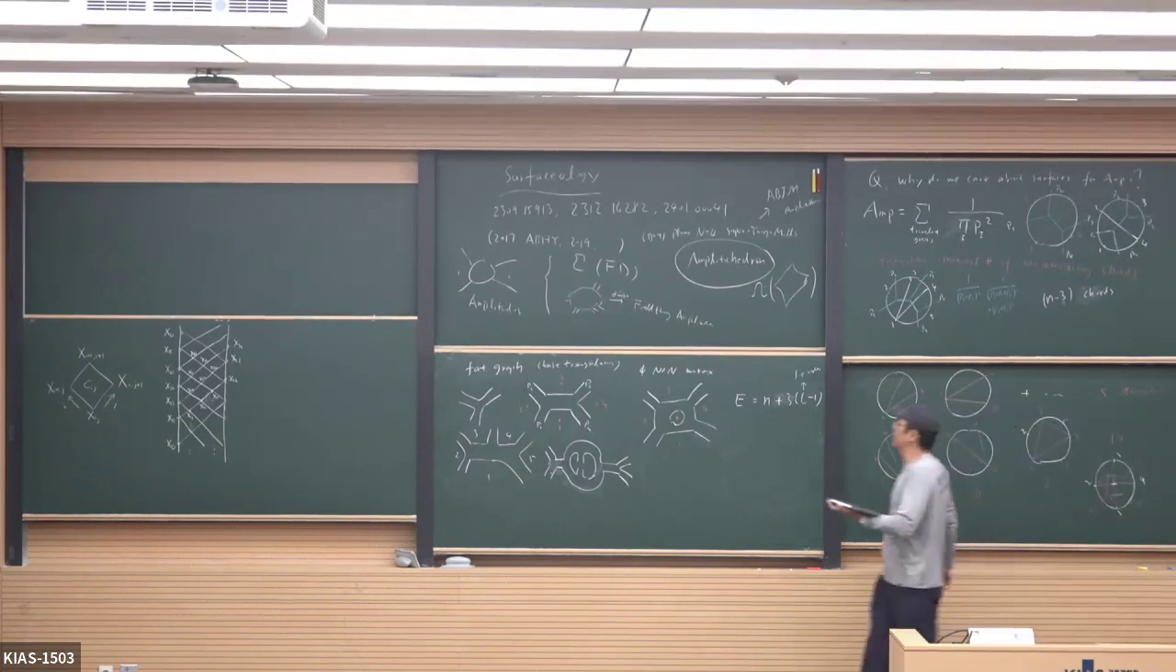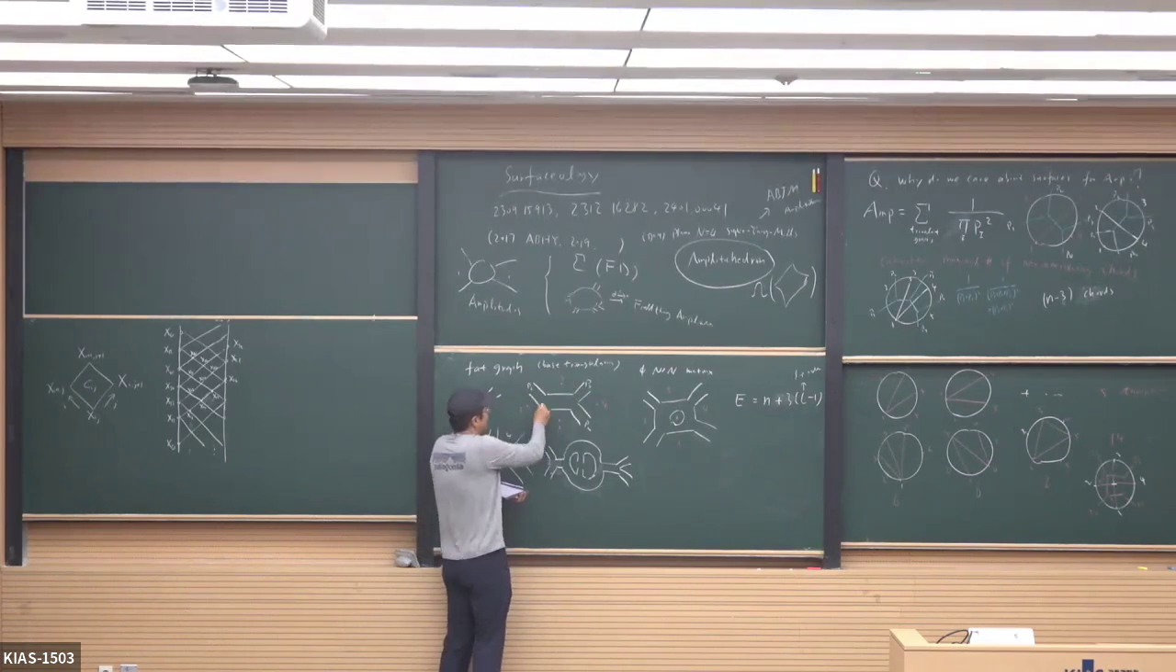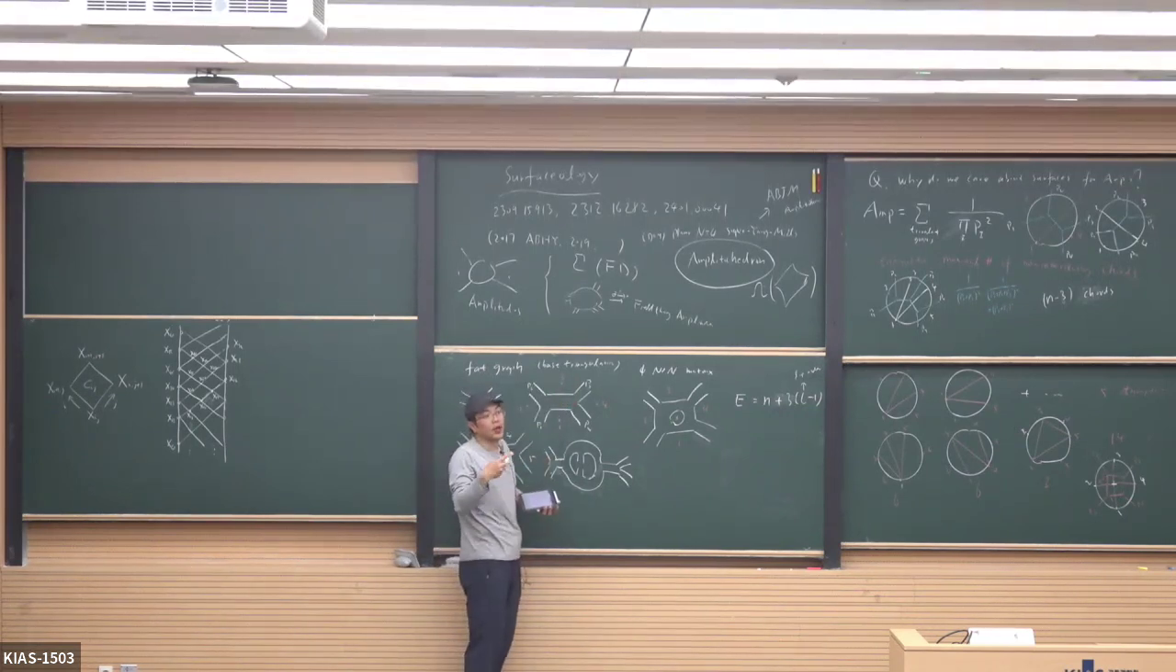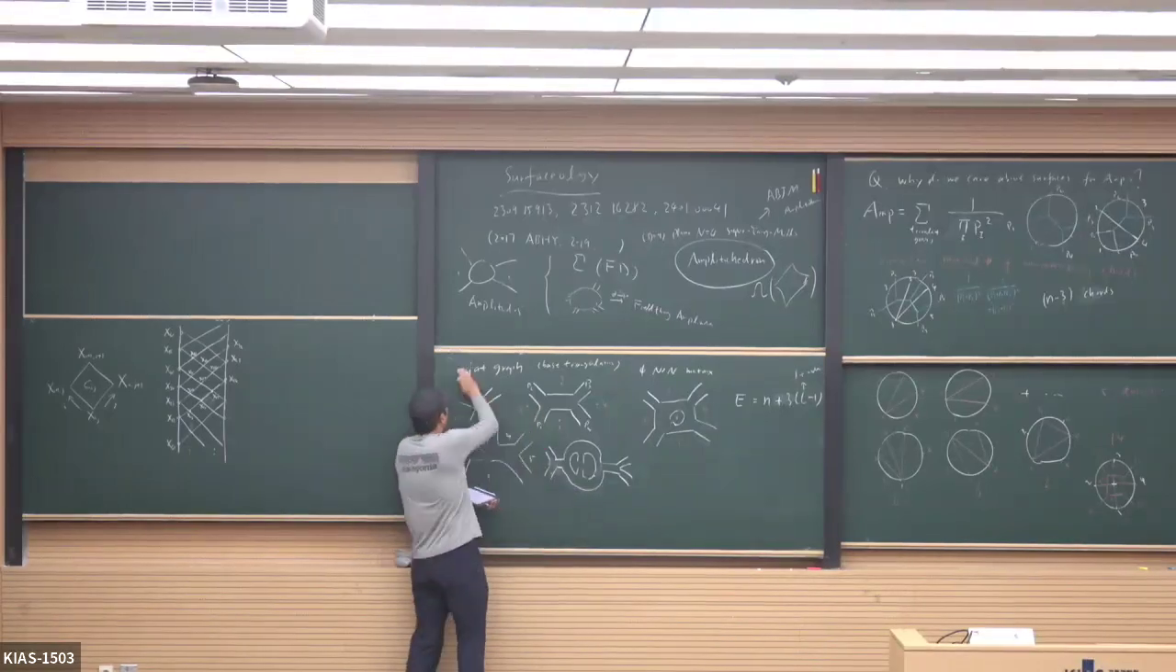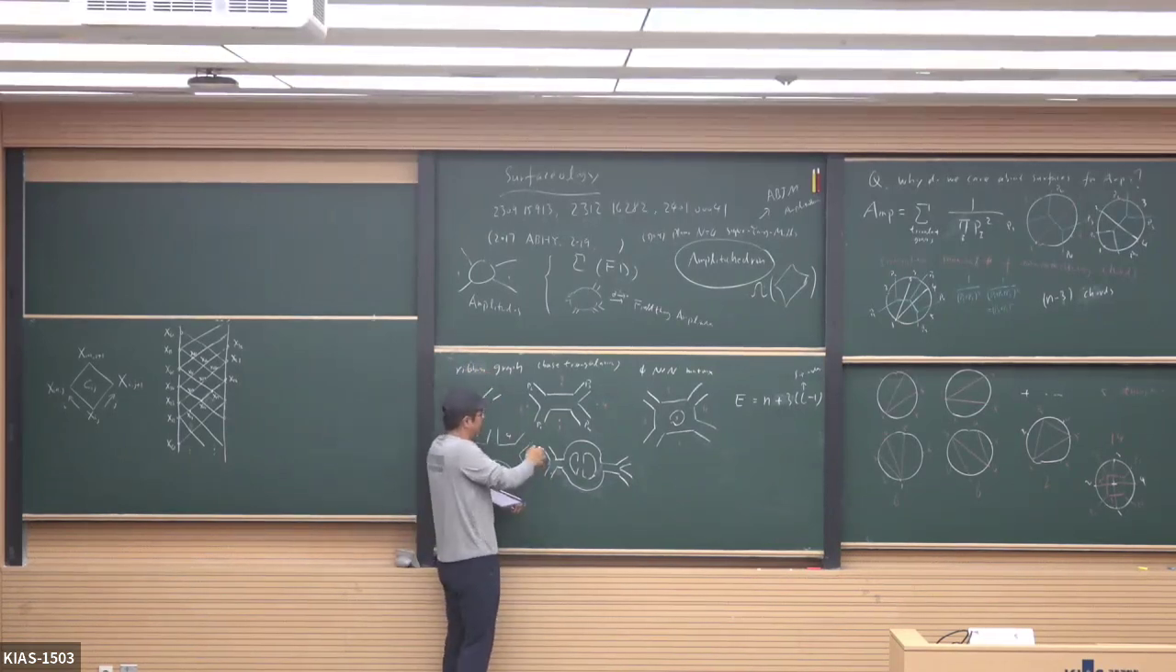Originally these diagrams are designed to follow all the color indices. More precisely, if you draw fat graphs, you need to put arrows here, and the arrows represent how the color indices contract with each other. But for our purposes, we don't even need to do that. What we really do is this ribbon graph. We forget about all the indices.